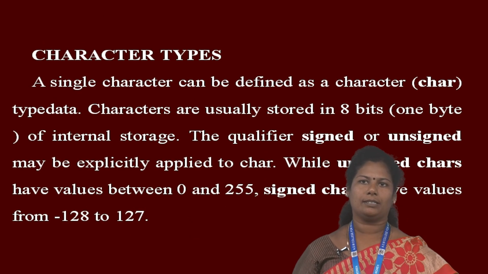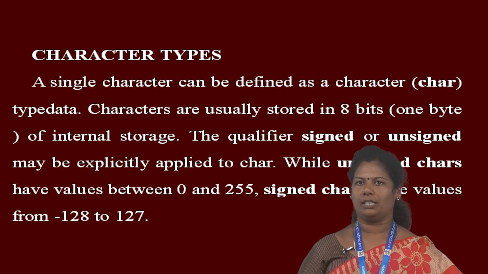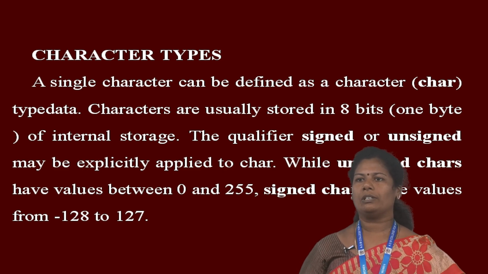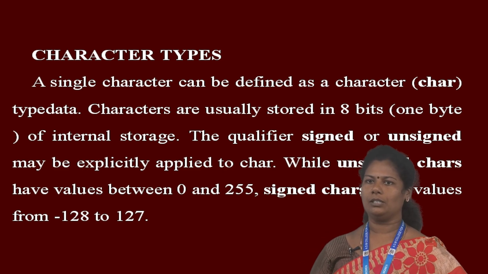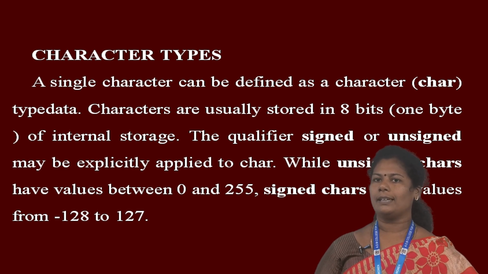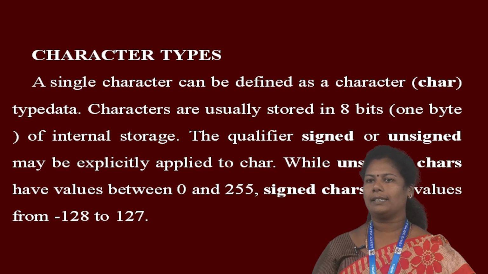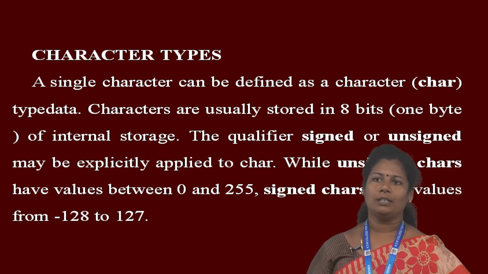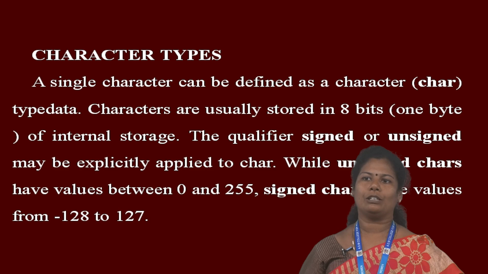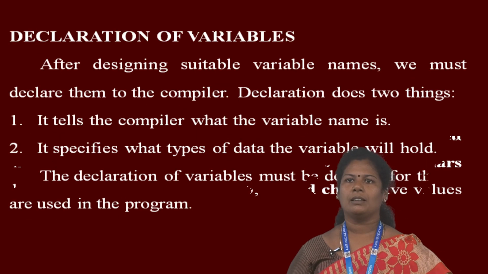Another one is character type. A single character can be defined as a character type data. Characters are usually stored in 8 bits, that is 1 byte of internal storage. The qualifier signed or unsigned may be explicitly applied to char. While unsigned characters have values between 0 and 255, signed characters have values from -128 to 127.